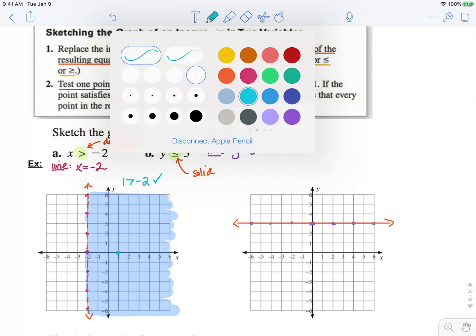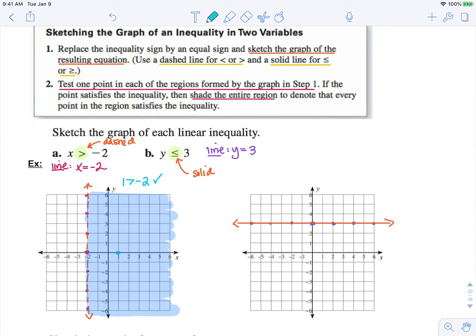So now I can pick a test point. Let's say I test above the line right here: 5 less than or equal to 3, that is not true. So that means I need to shade everything below that line. That does not include my test point that didn't work.